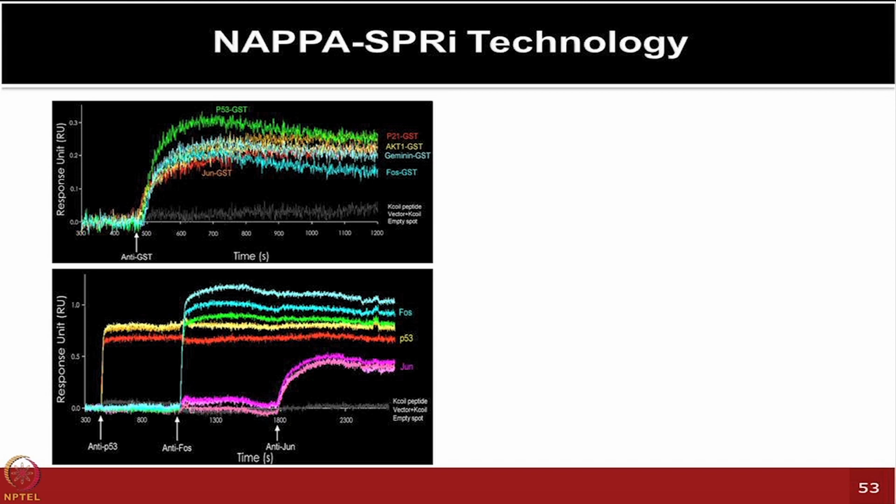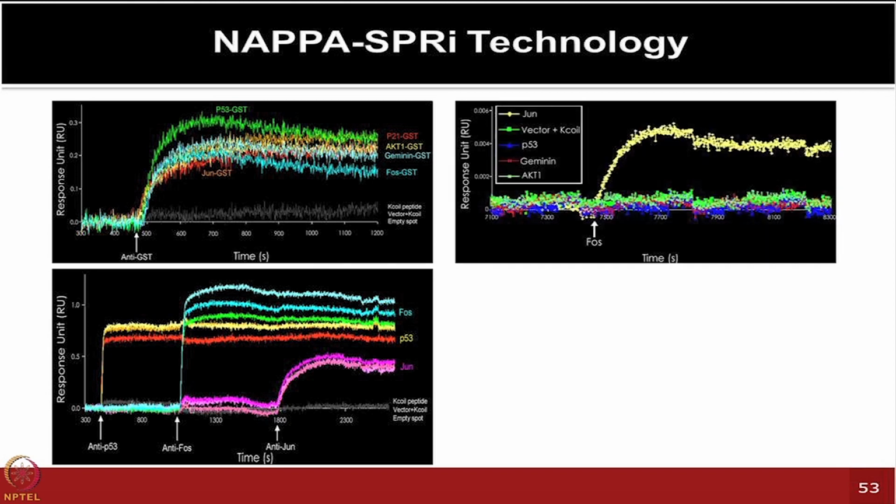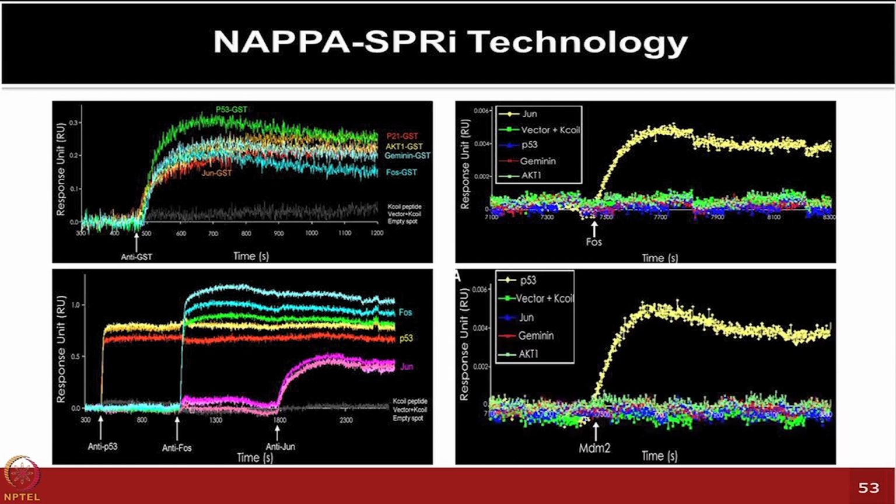And then some protein interactions were tested using Jun and Fos as a pair. Fos was injected and Jun was printed as the cDNA on the chip, and there was some binding observed. Similarly, MDM2 and p53 were tested, and those also showed some binding.